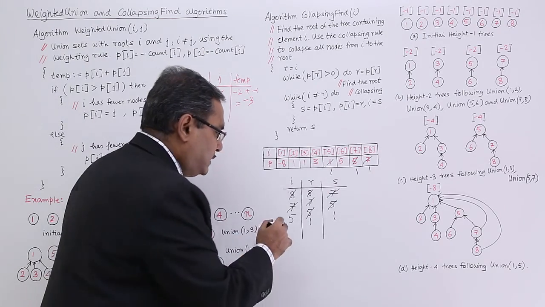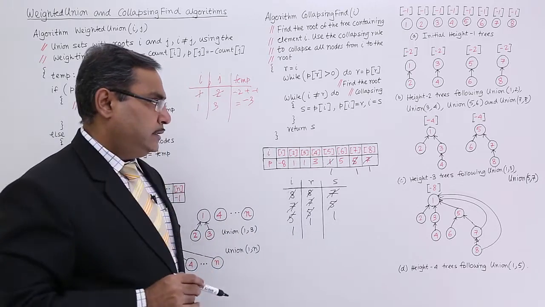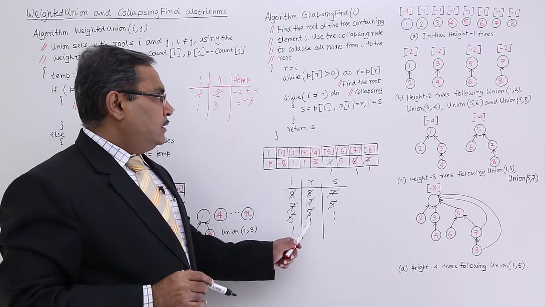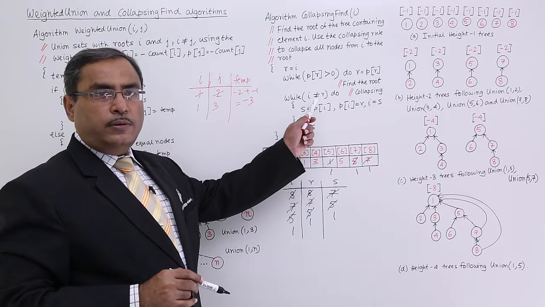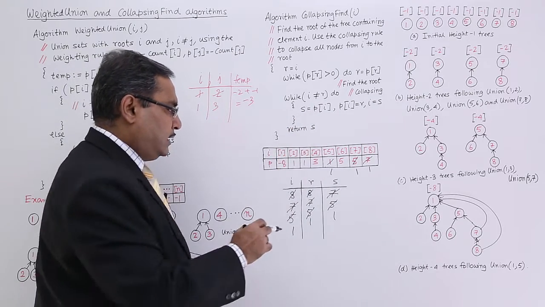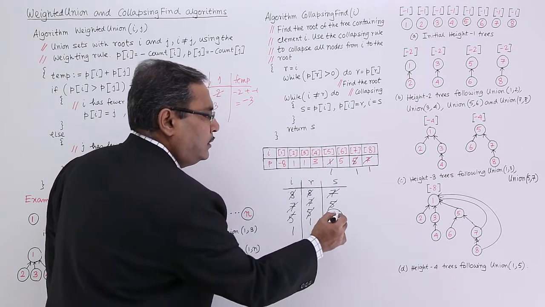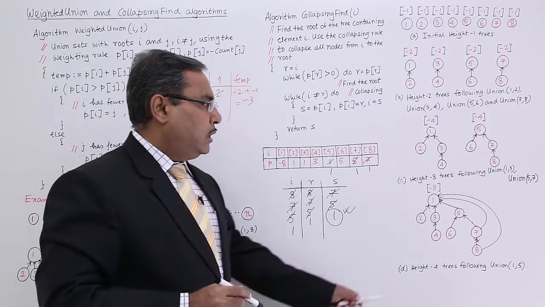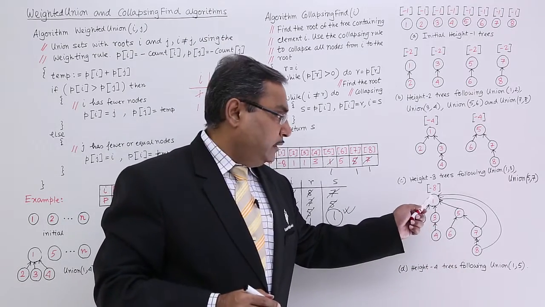I is equal to S. So I am going for this I is equal to S. I is equal to R. Yes, I is equal to R. So not equal to R is false. So it will come out and return S. So what does it return? It returns 1. Why? Because the node number 8 is in this particular set.